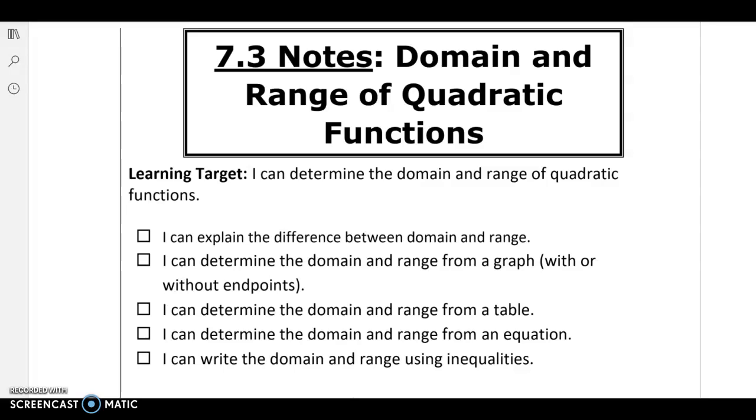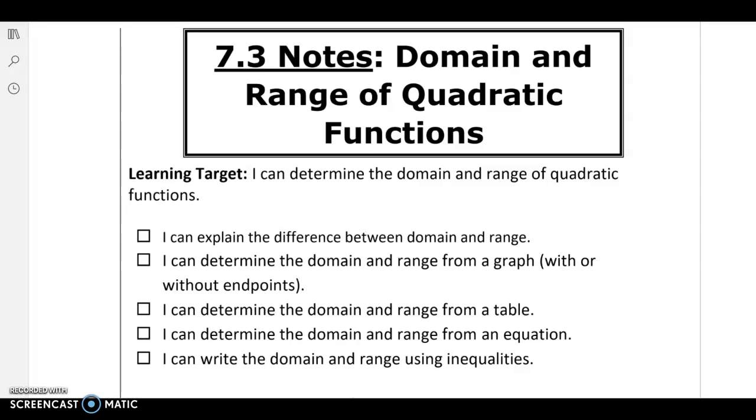So a few things that we need to be able to know is, can we explain the difference between domain and range? Do you know what the difference is? That's half the battle on the STAR test, is knowing the difference between domain and range. I can determine what the domain and range is from a graph, from a table, an equation, and make sure I'm using the correct inequality symbols, less than, or equal to, etc. So that's our learning target for today.